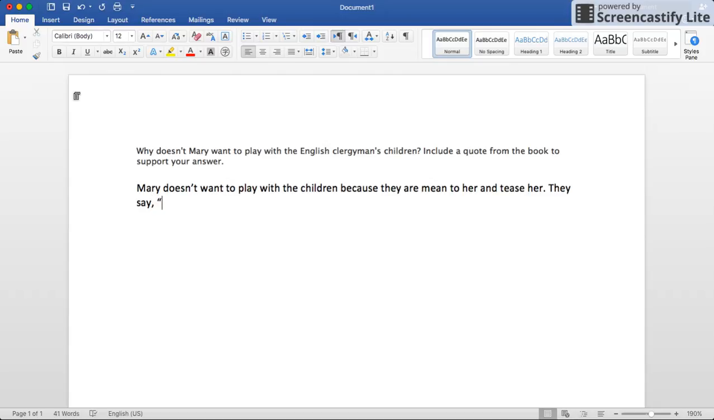They say, Mary, quite contrary. Okay, and then they quote the little limerick or the little song. And let's say that was page 12. I'm not sure what page it was, but we'll just say that was page 12. So this is not a bad quote. This is helpful because it shows what they said to her.